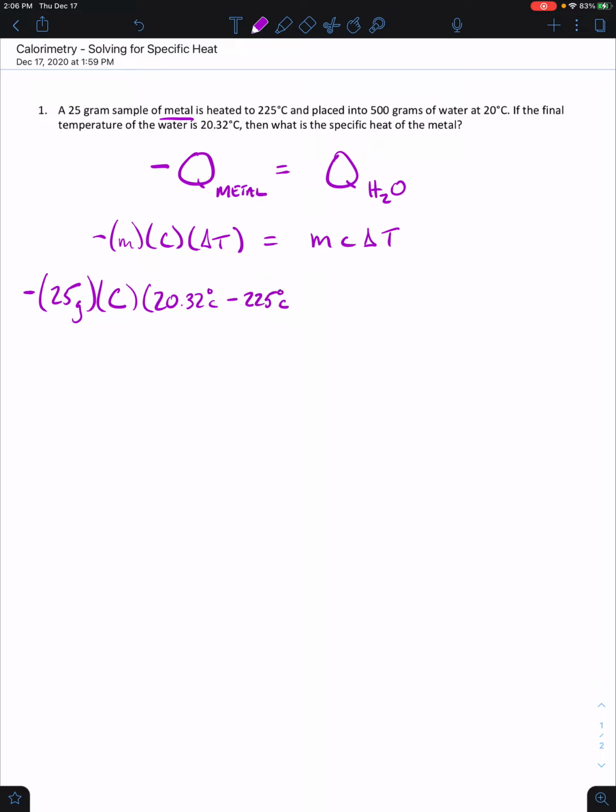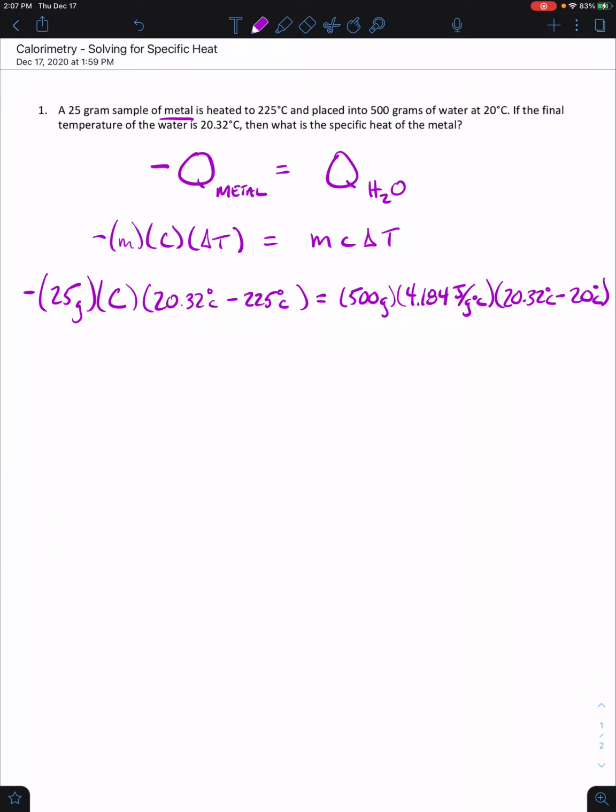So 225 degrees Celsius is what our metal was initially at before it dropped into water. And we set that equal to the mass of water. The mass of water is 500 grams times the specific heat capacity of water. This is 4.184. The question didn't give it to us, but this is a pretty common one you would want to remember. And the final temperature of water, it says, is 20.32 degrees Celsius minus the initial temperature, 20 degrees Celsius. Now, we can go ahead and start to begin solving our equation.